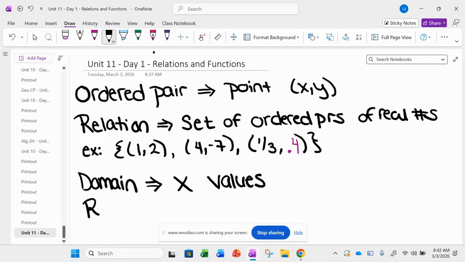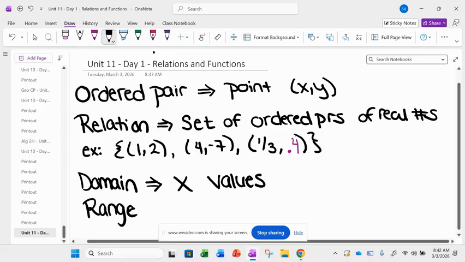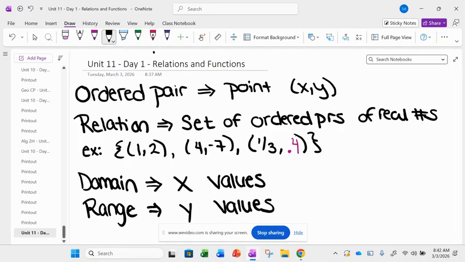And if domain are the X values, what's the range? The Y values. So if we go back to that relation I had listed and I wanted to know the range of that specific relation, the range would be 2, -7, and 0.4.